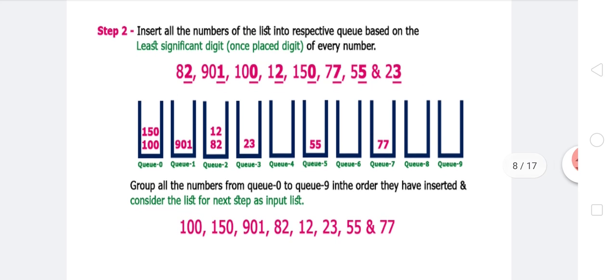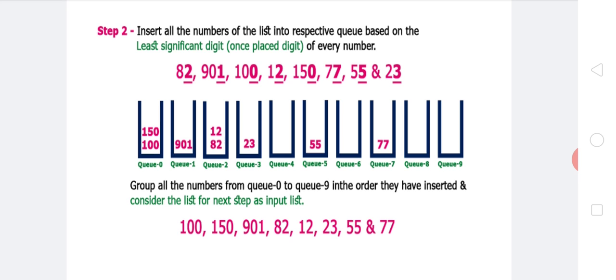100 is placed at the left side. Then we will place 150 after the 100 number. Then we will remove 901 from Q1 and place it after 150. Likewise, we will remove elements one by one from the queue and store them in the list. First 100, then 150, then 901, then 82, then 12, then 23, then 55, and then 77.